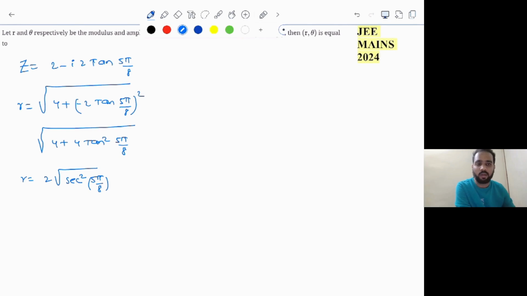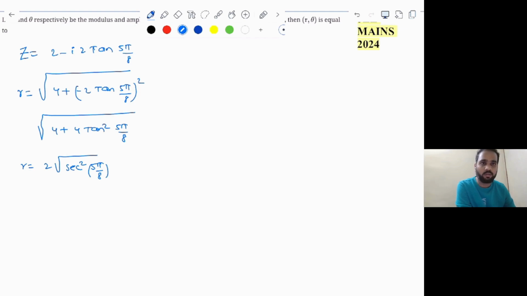Now here is the step where many of you might commit a mistake. Whenever you have square root of x square, you always have to put modulus of x, right? That is why r is equal to 2 into modulus of secant of 5π by 8. If you forget this modulus sign, your answer is wrong. You can't take the answer as 2 into secant of 5π by 8. And what is the simple reason? 5π by 8 is an angle lying in the second quadrant, and secant of a second quadrant angle will be negative. So you would be writing the r value as negative, which is not even possible for a magnitude. So be very careful.